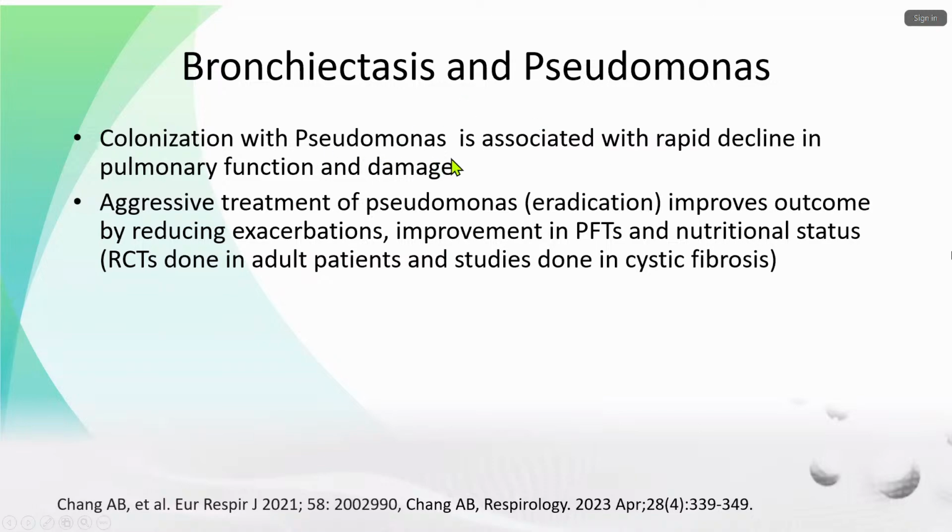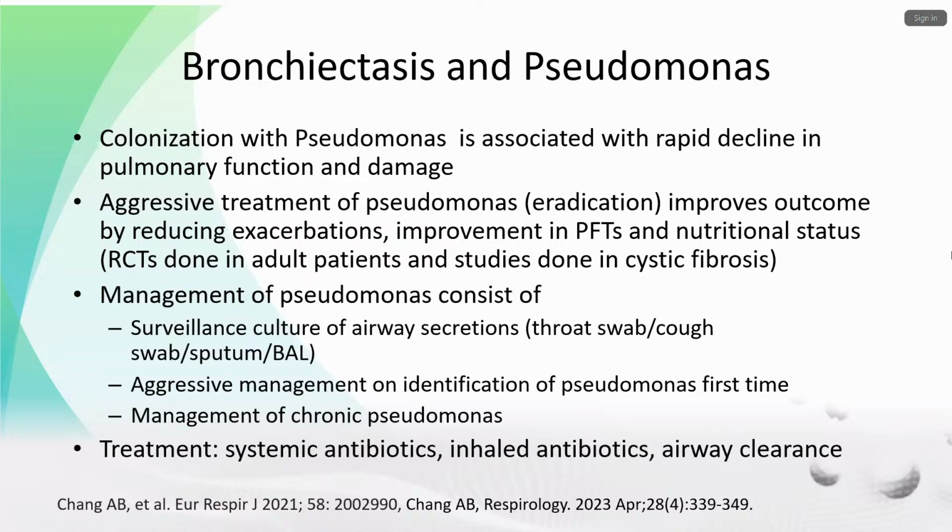Because colonization with Pseudomonas is associated with rapid decline in pulmonary function and damage. Aggressive treatment of Pseudomonas improves outcome by reducing exacerbations, improving pulmonary function tests, as well as nutritional status. And these are based on randomized controlled trials in adult patients and studies done in cystic fibrosis.